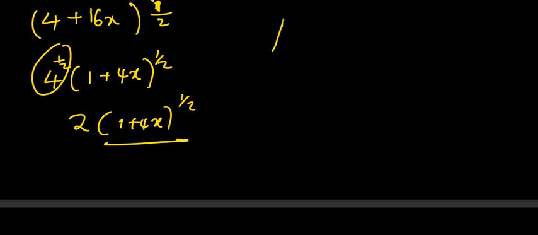Valid region will be modulus. After this guy is a 1, that's when you get the valid region. So the valid region of this case will just be modulus of 4x less than 1.